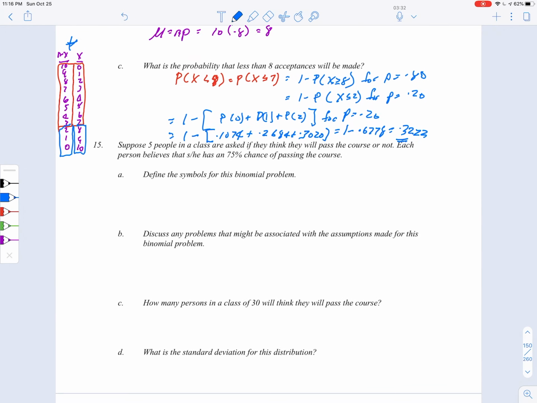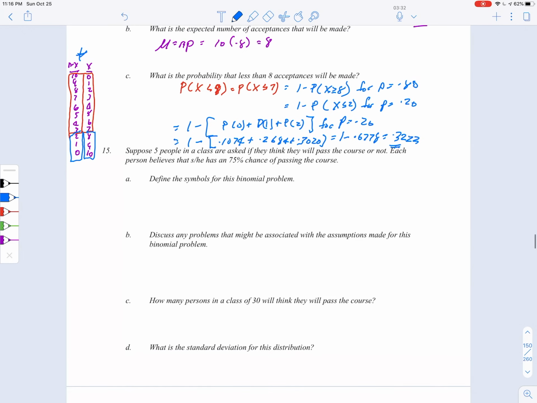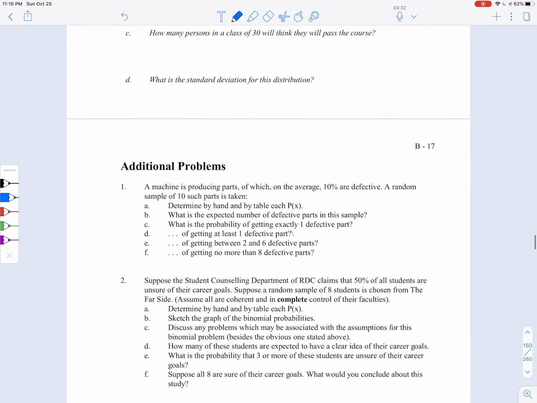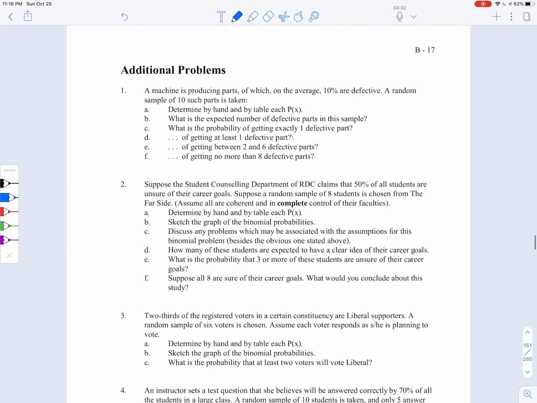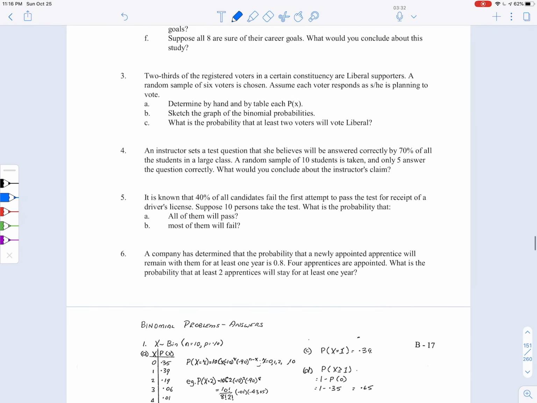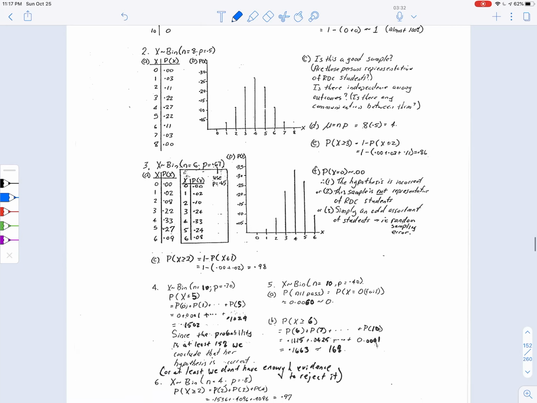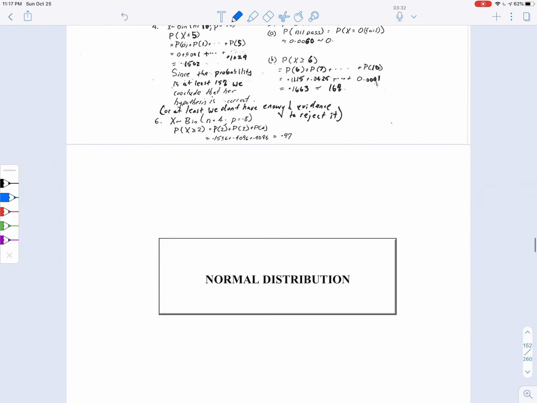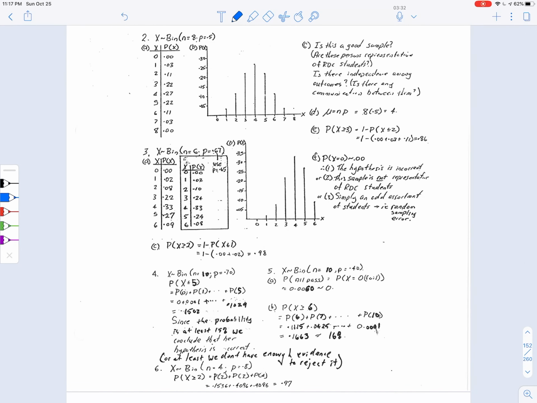All right, that's, I think, where we're going to end this. We will talk about this one here in class, and just to remind you, there are additional problems at the end here, so work through these, starting on page B17, and I guess they're all on one page there, so there's a number of them to work through. And that will take us then to the normal distribution. So that's going to end the lesson here.